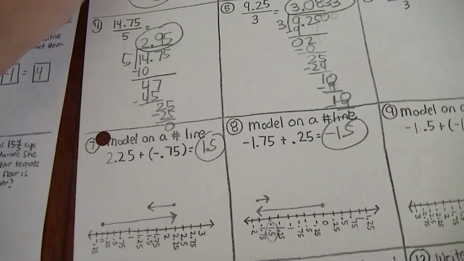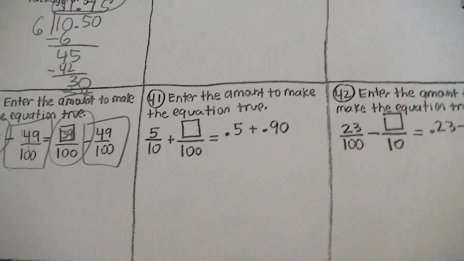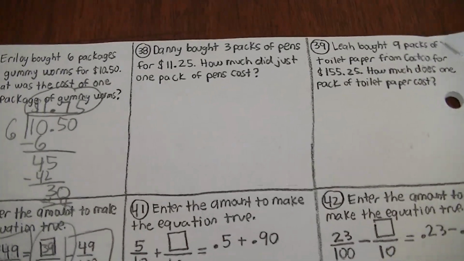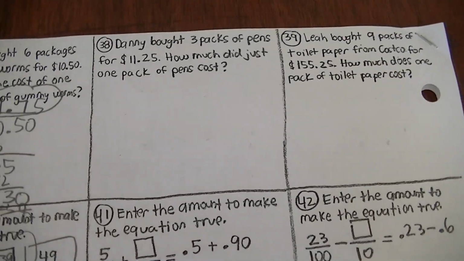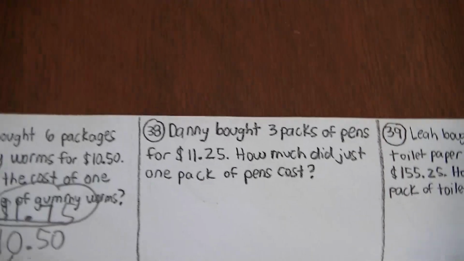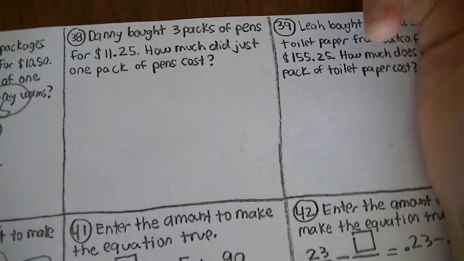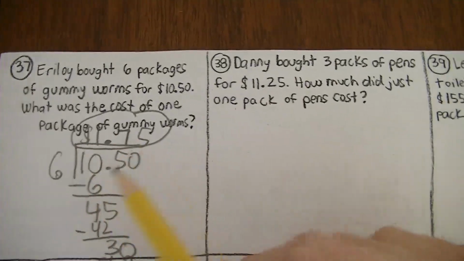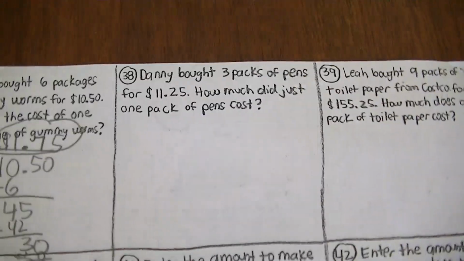Okay, remember, try that third column on your own. Pause that video. Try it. Danny bought 3 packs of pens for $11.25. How much did just 1 pack of pens cost? So again, if you get stuck, look at the previous one. It's very similar. The problems in each row are similar.